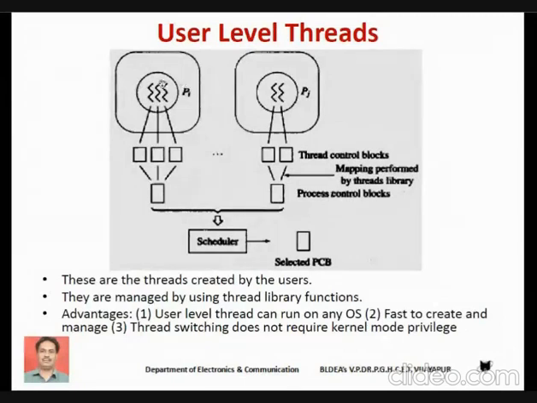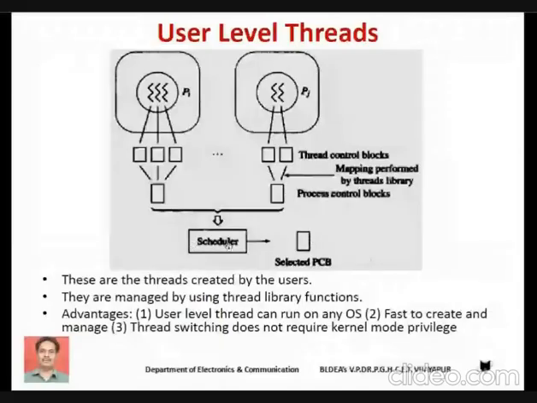Again, just glance at the diagram. Here we have again 2 processes, Pi and Pj. In Pi we have 3 threads, and in Pj we have 2 threads. Corresponding to these threads, we have thread control blocks: 3 TCBs here and 2 TCBs in Pj. However, in case of user level threads, these TCBs are mapped to process control blocks, PCBs.